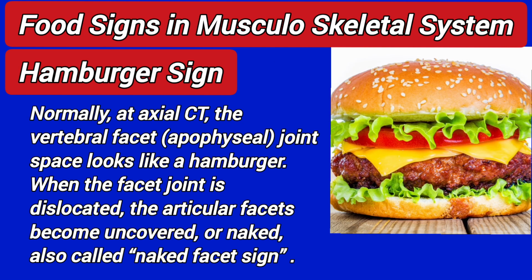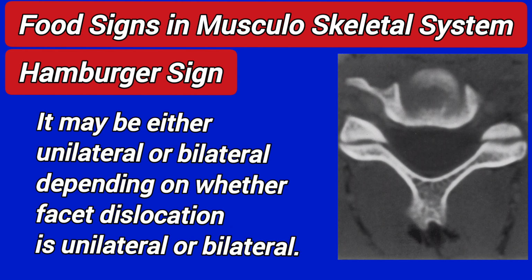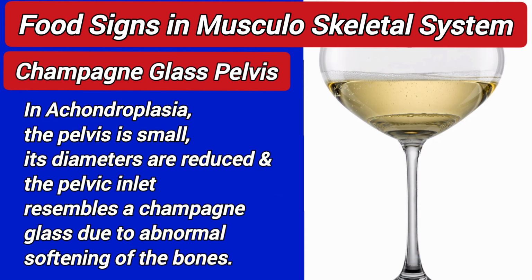Hamburger sign. Normally, at axial CT, the vertebral facet apophyseal joint space looks like a hamburger. When the facet joint is dislocated, the articular facets become uncovered, or naked, also called the naked facet sign. This CT sign is characteristic of a flexion distraction injury and indicates severe ligamentous disruption and spinal instability. It may be either unilateral or bilateral depending on whether facet dislocation is unilateral or bilateral.